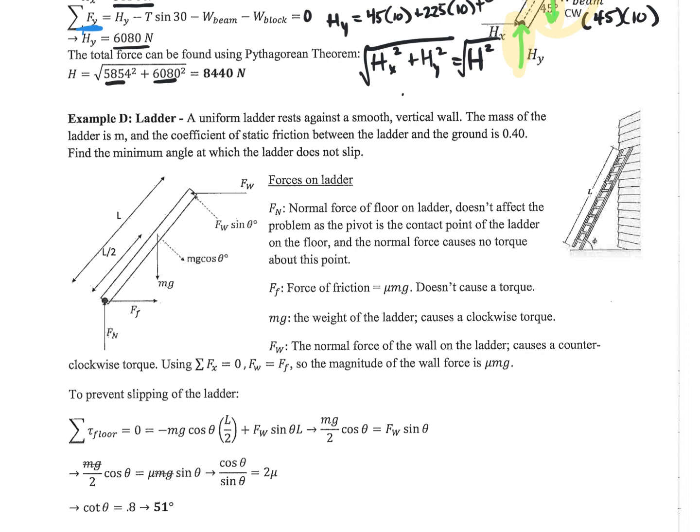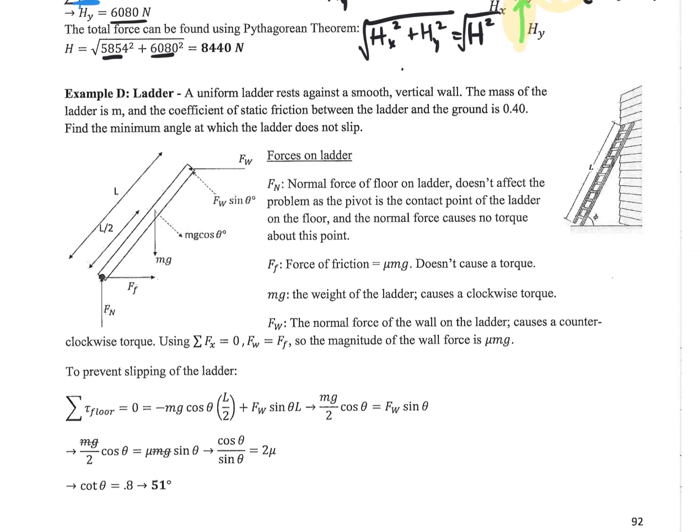Okay, so now we have a ladder resting against a smooth vertical wall. You know what that means? That means we've got contact here and then contact here with the ground. Mass of the ladder is m. Coefficient of static friction between the ladder and the ground is 0.4. Find the minimum angle at which the ladder does not slip. Now, if you've ever been on a ladder, you know this is true. You have to get it at a certain angle. If you get it past that, it starts to slip out from underneath you and you go boom. And it's not fun.